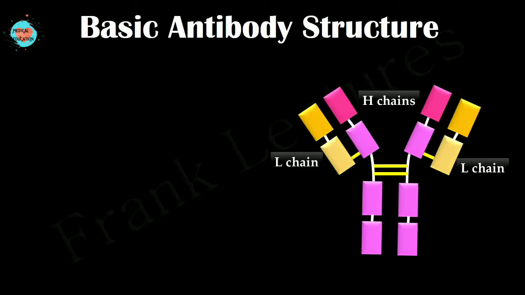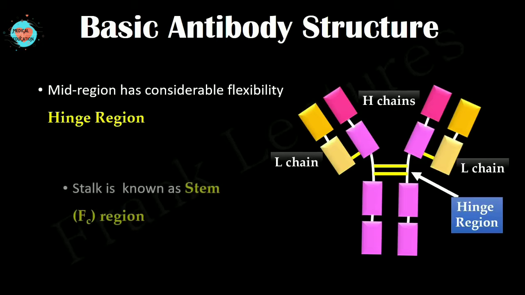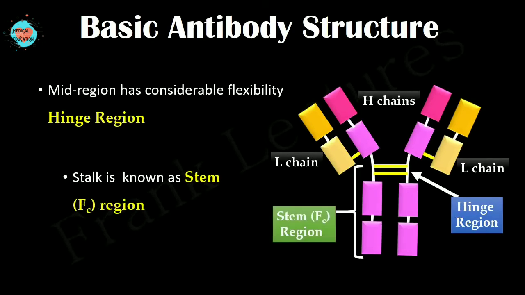The mid-region of antibody has considerable flexibility. This region is known as the hinge region. The main advantage which this region provides to an antibody molecule is the ability to adjust to different spatial arrangements of antigens or epitopes. In other words, hinge region makes possible the rotation and bending of antibody molecule. The stalk of this Y-shaped antibody molecule is the stem region, also known as Fc region.